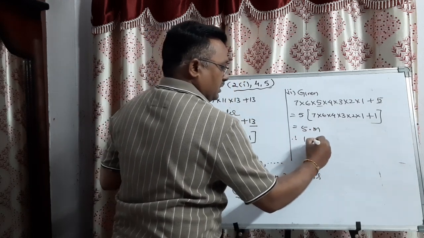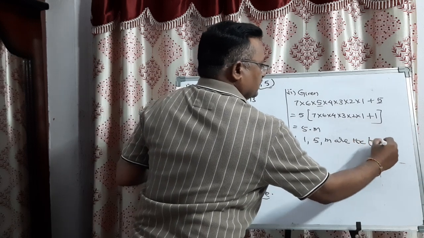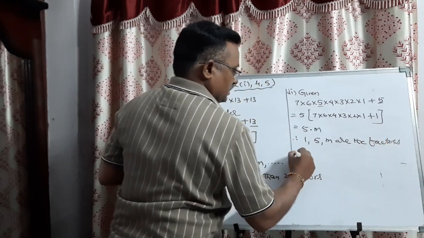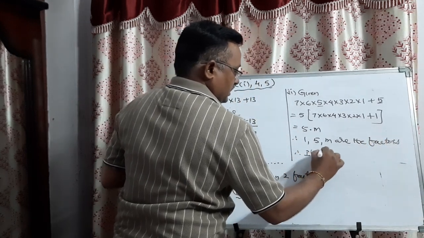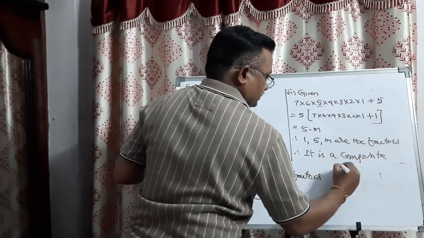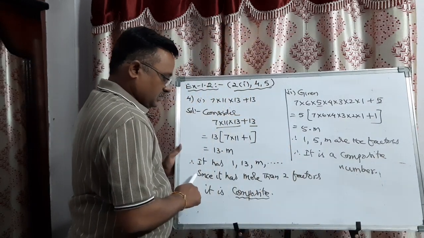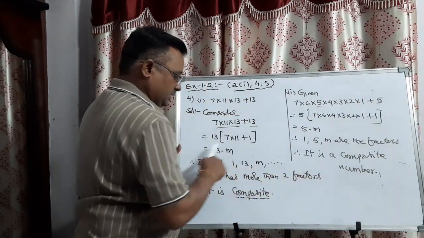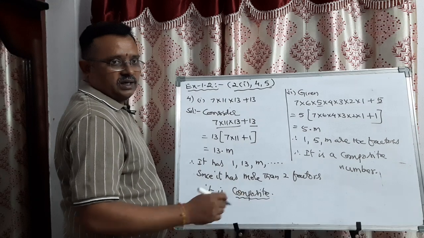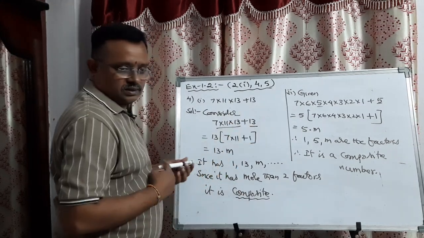Therefore 1, 5 and m are the factors, therefore it is a composite number, it is a composite number. In the exam you can write like this, okay? So these two are very important problems, right?